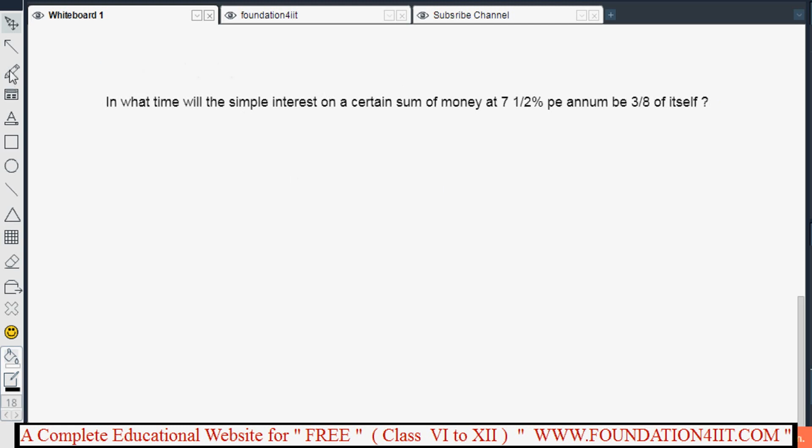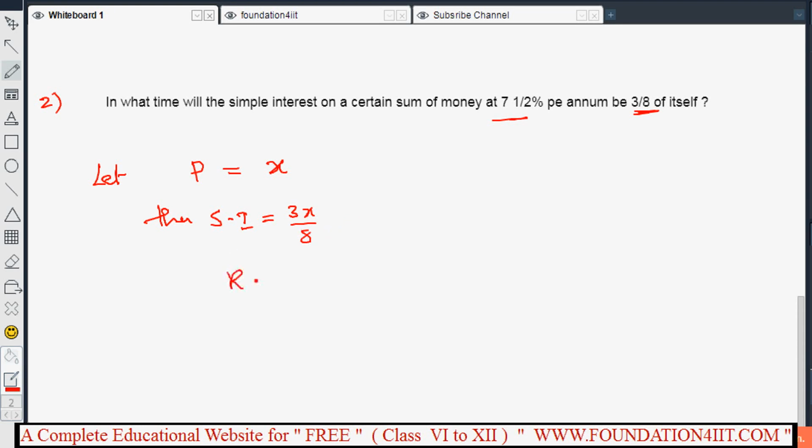Okay, a certain sum, within what time on simple interest at the rate of 7.5% per annum will be 3 by 8 times of itself? 3 by 8 of itself only. So your sum is not given. I'm taking some x. Let the sum be x. That means principal is x. Then simple interest is, according to the problem, 3 by 8 of itself. That is 3x by 8. 3x by 8 is simple interest according to the given data.